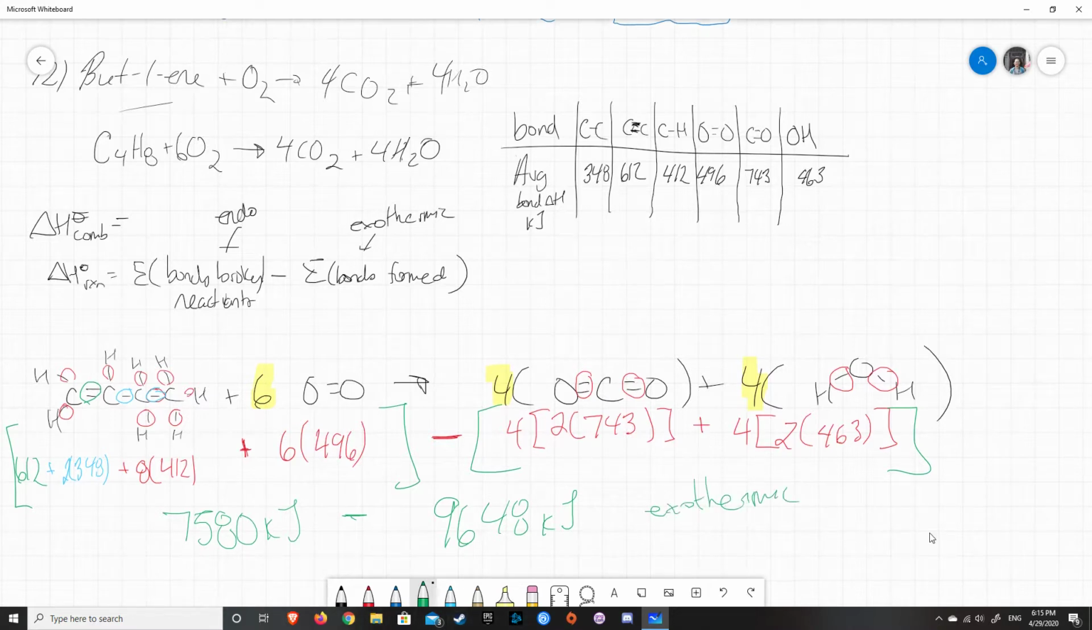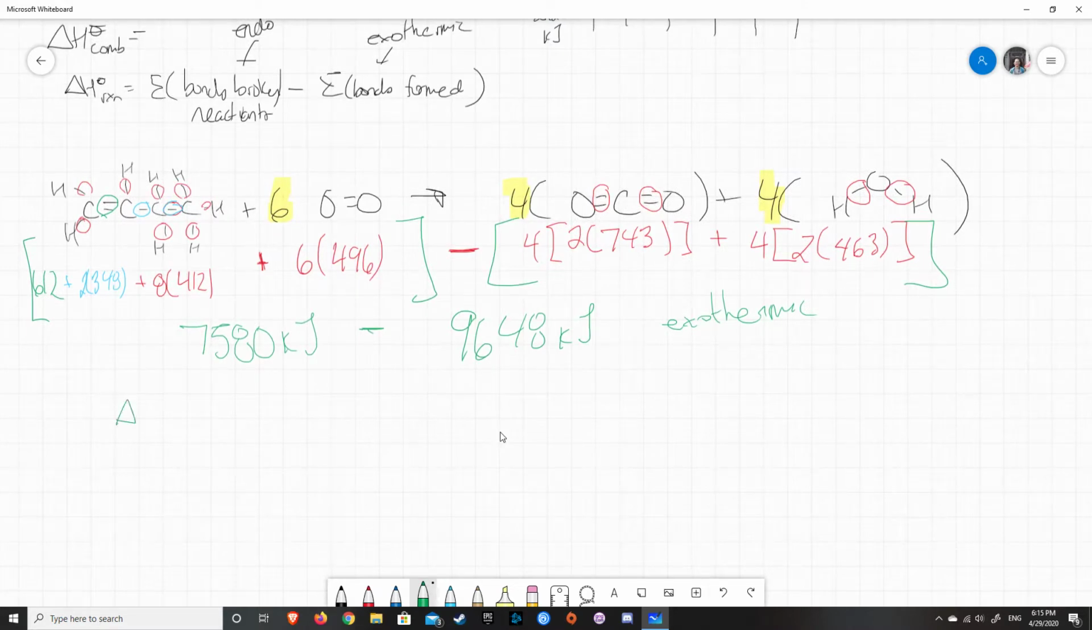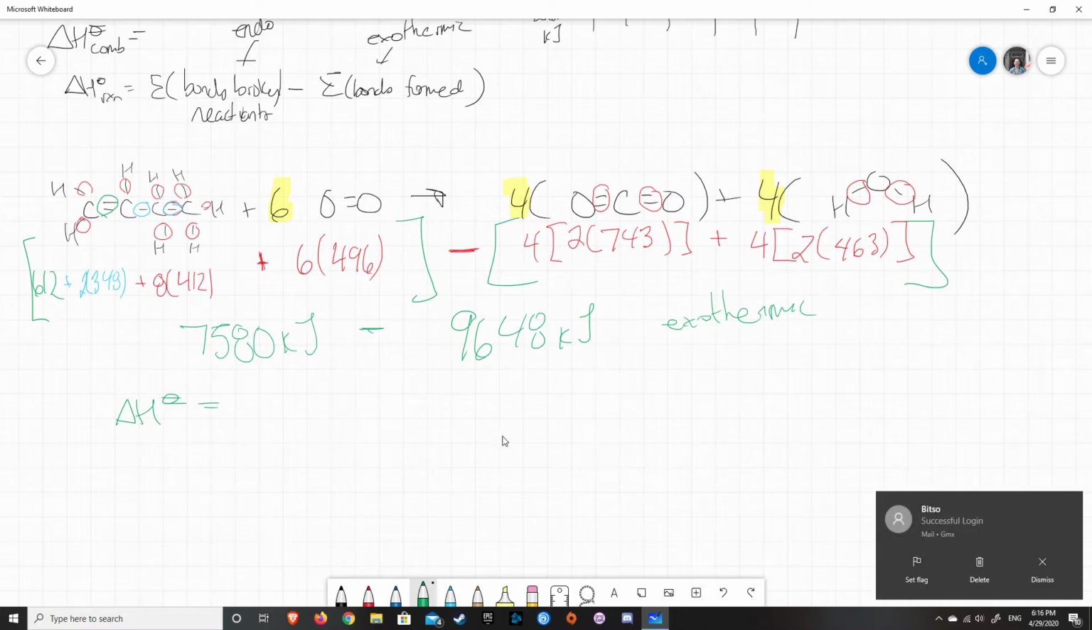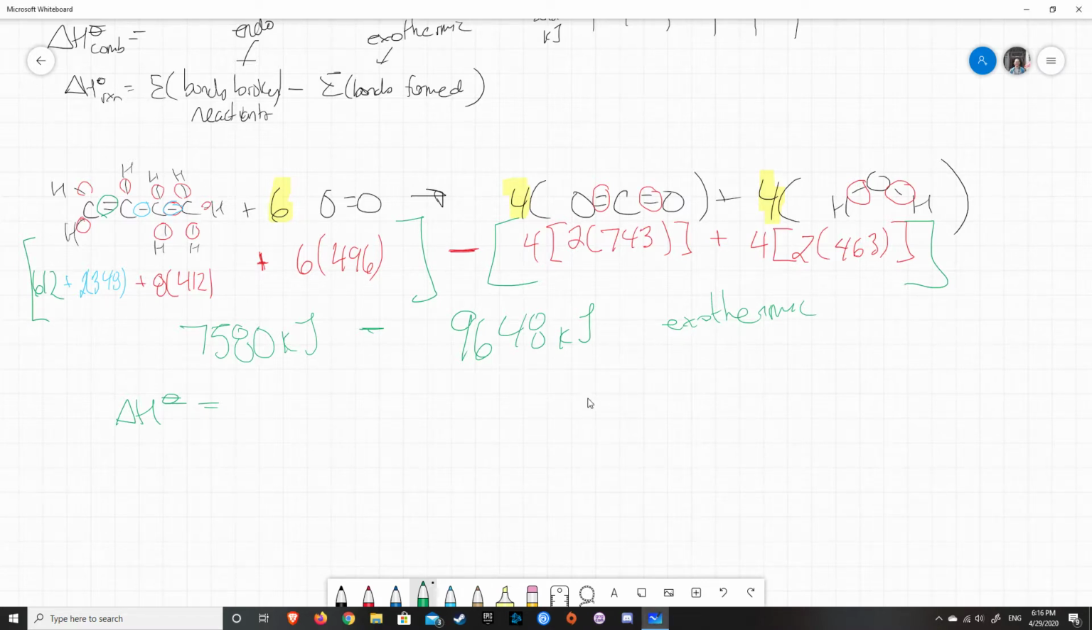And finally we calculate the delta H value. Delta H naught is equal to 7580 minus 9648. We're going to come out with approximately negative 2,068 kilojoules of energy released. So that'll be our final answer, our delta H for this reaction.